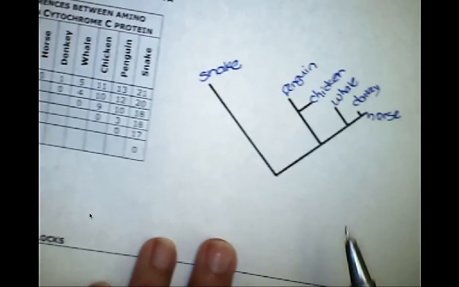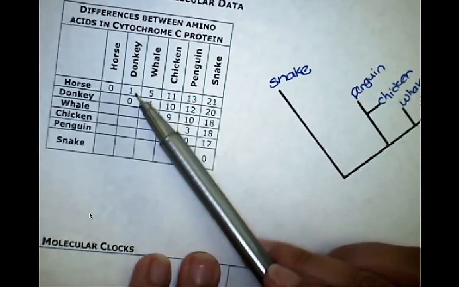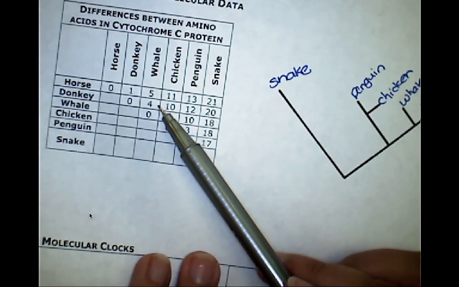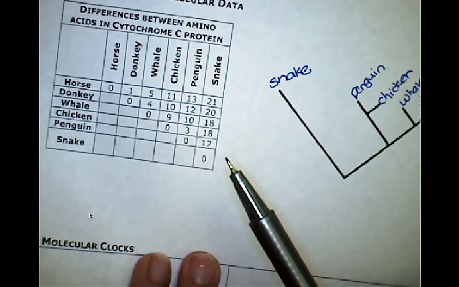And the same goes with the donkey and the horse too, okay? Because of the differences between the donkey and the horse and the whale. There's 4, the donkey is a little closer to the whale than the horse is. Okay. The last thing on here is the idea of molecular clocks. Scientists can use these changes in phylogenetics and changes in evolution as a timing method.